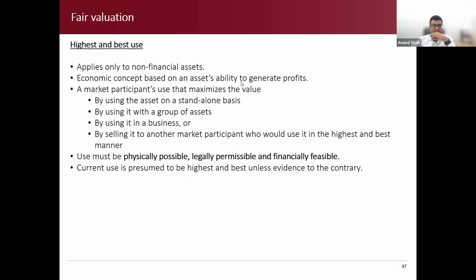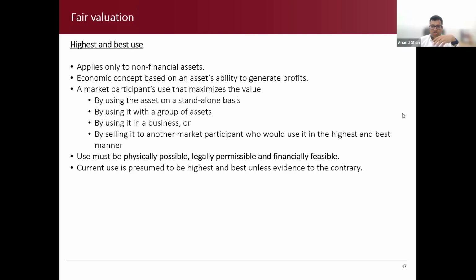Another concept that we have when it comes to fair valuation is highest and best use. It essentially says that you value the asset in a manner which will generate the highest economic benefit to any market participant. Obviously, that use should be physically possible, legally permissible, and feasible as well. By default, the existing use of an asset is assumed to be highest and best use unless you have anything to the contrary.